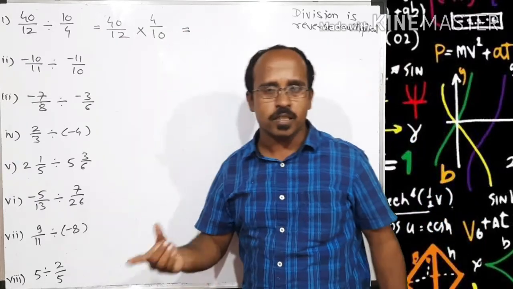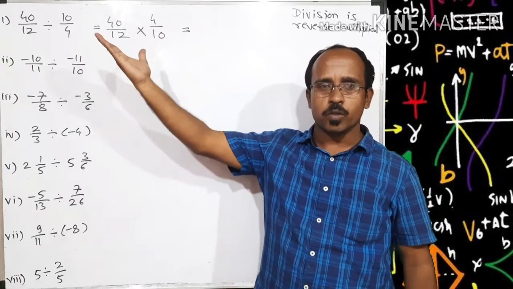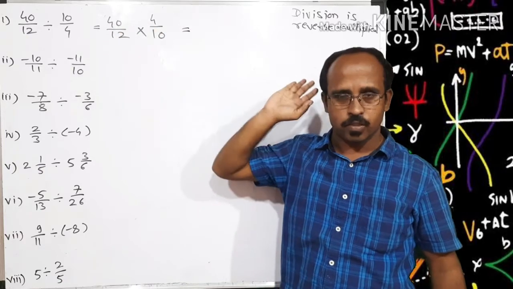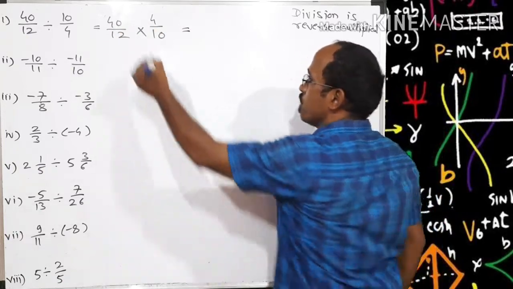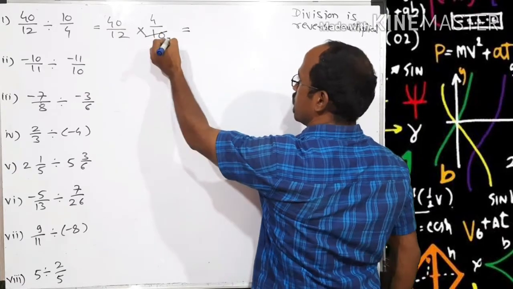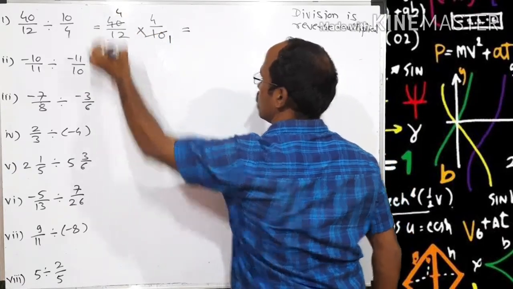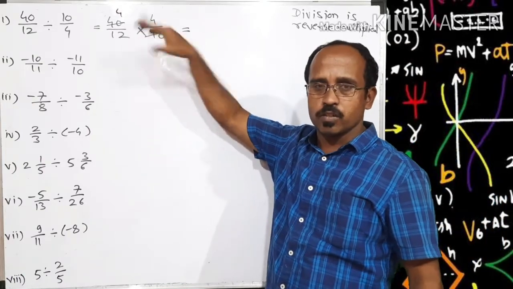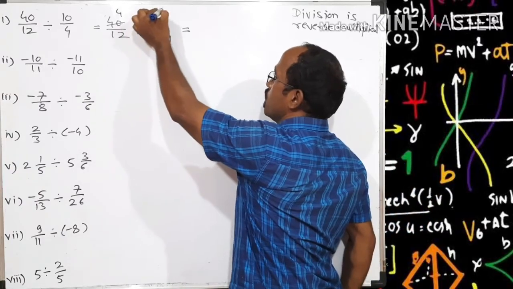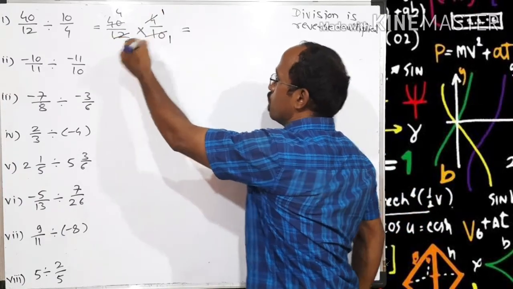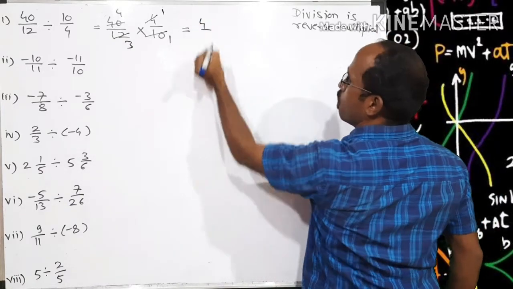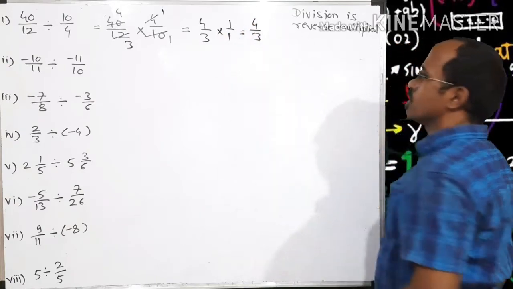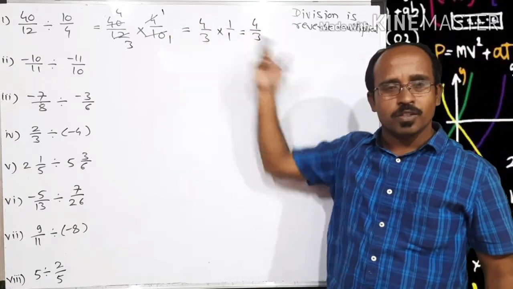Next, students, in multiplication we learned that if at least one number from the numerator and one number from the denominator have a common factor, divide them by that common factor. So here 40 and 10 are both divisible by 10: 10 1s are 10, 10 4s are 40. After that, 12 and 4 are both divisible by 4, so if we divide them by 4, it will be 4 1s are 4, 4 3s are 12. What remains is 4 upon 3 multiplied by 1 upon 1, which is nothing but 4 upon 3. Right? 4 into 1, 4; 3 into 1, 3.